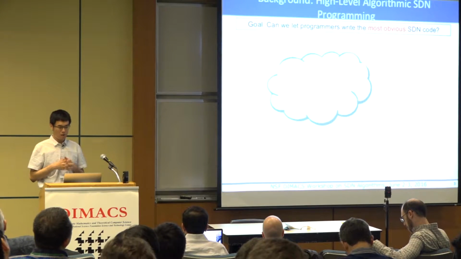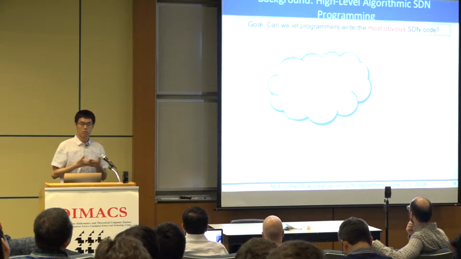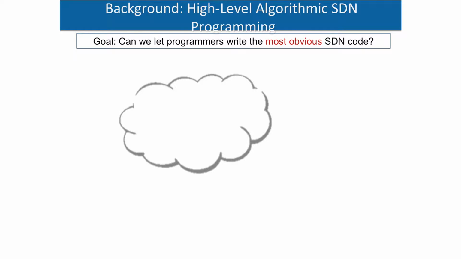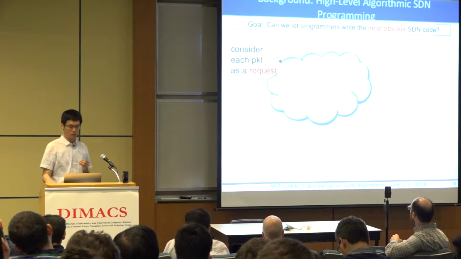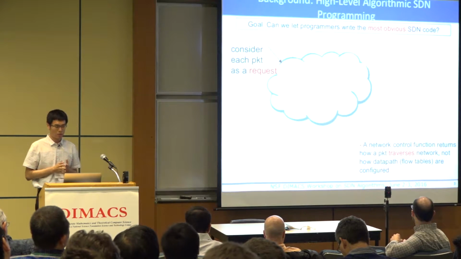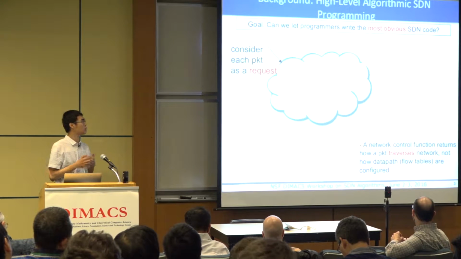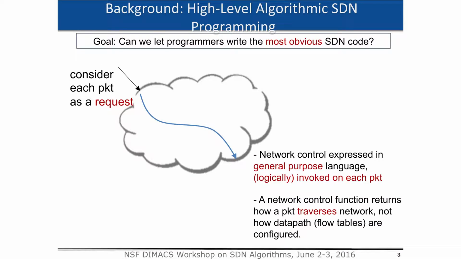Our ultimate goal for algorithmic SDN programming is that we want the programmers to write the most obvious SDN code. That being said, we envision a programming model where the programmer considers every packet as an incoming request. The programmer will write the network control function that returns how a packet traverses the network without needing to figure out how the data path should be configured. And this network control function should be expressed in a general purpose language so that people do not need to learn a new language. And this function will logically be invoked on every incoming packet.